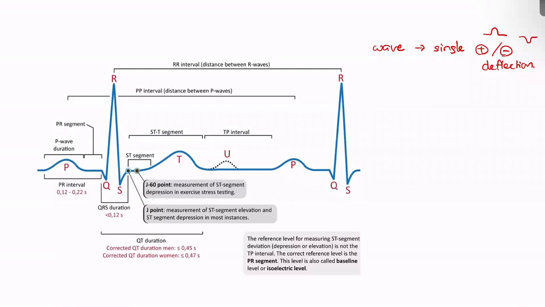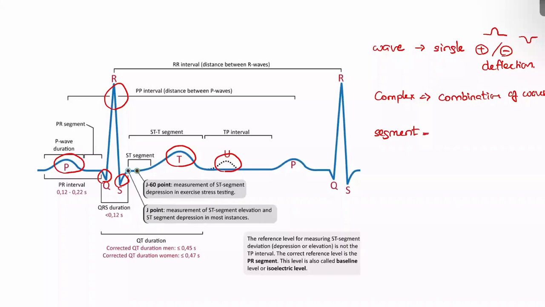Okay, so what is a complex? It is a combination of waves. P is a wave, Q is a wave, R is a wave, S is a wave, T is a wave, U is a wave. But a complex is a combination of waves. So QRS is a complex. We don't use P complex, we don't use T complex, we only use the QRS complex. Okay, so what is a segment? A segment is normally on the isoelectric line.